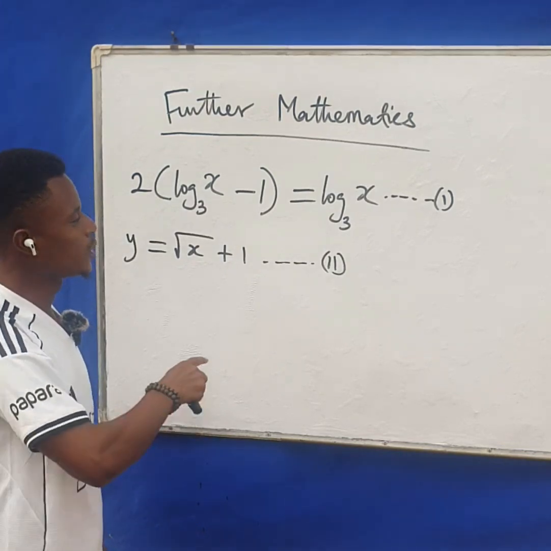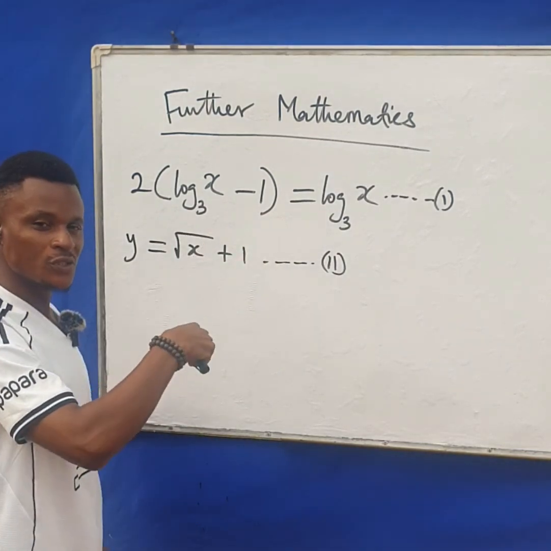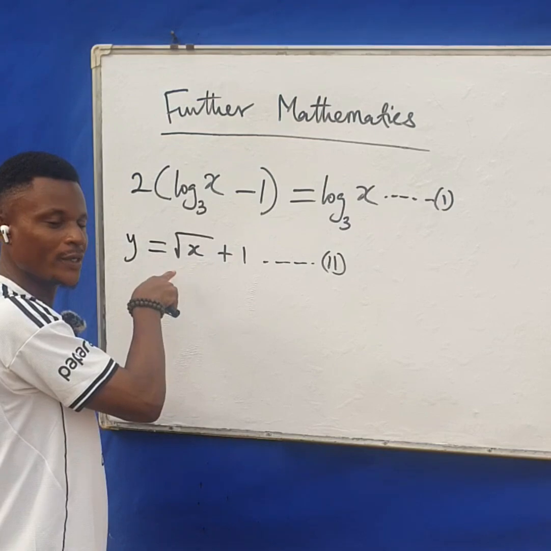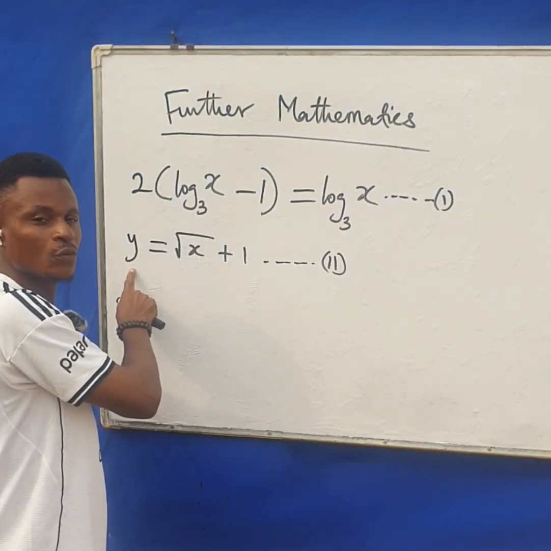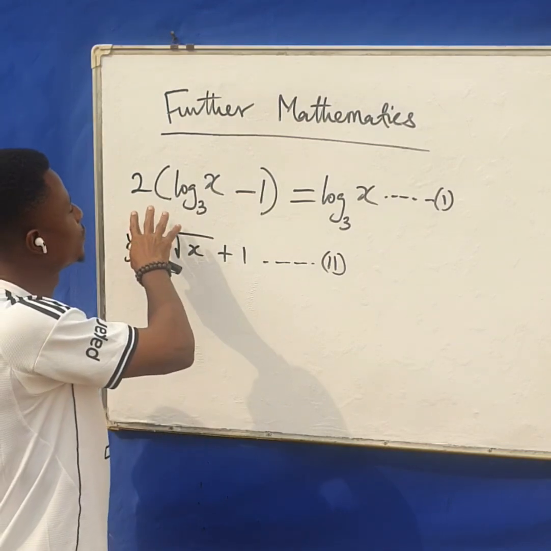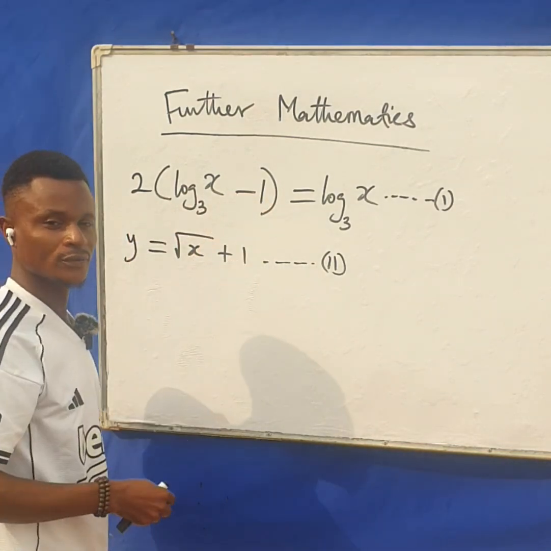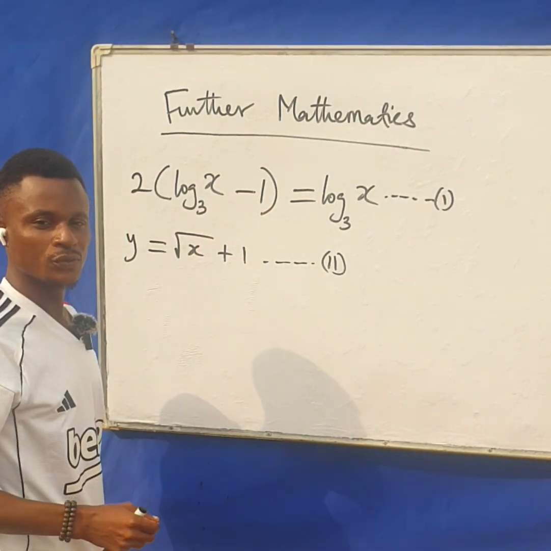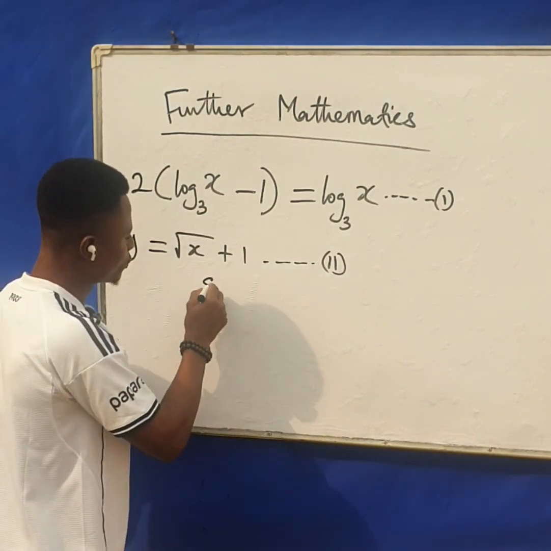After we have gotten the value of x from equation 1, we are going to substitute that value of x into equation 2 and then solve for the value of y. Are you getting me? So now how do we solve for the value of x from equation 1? It's very easy. Let me show you what to do. Here's the solution.